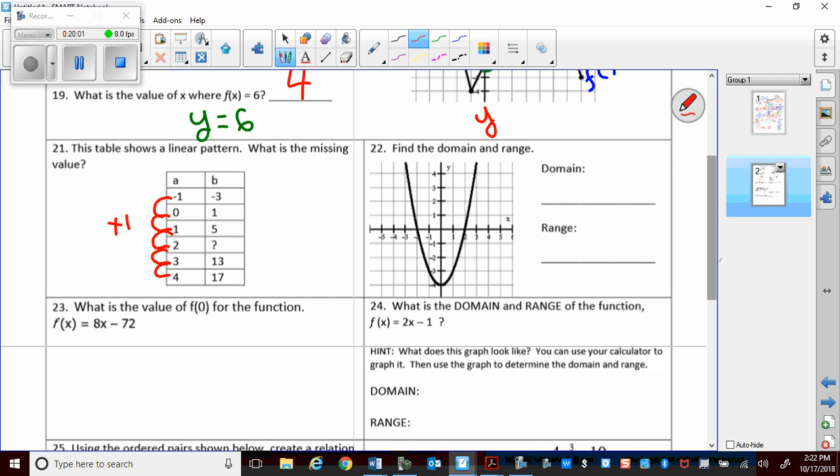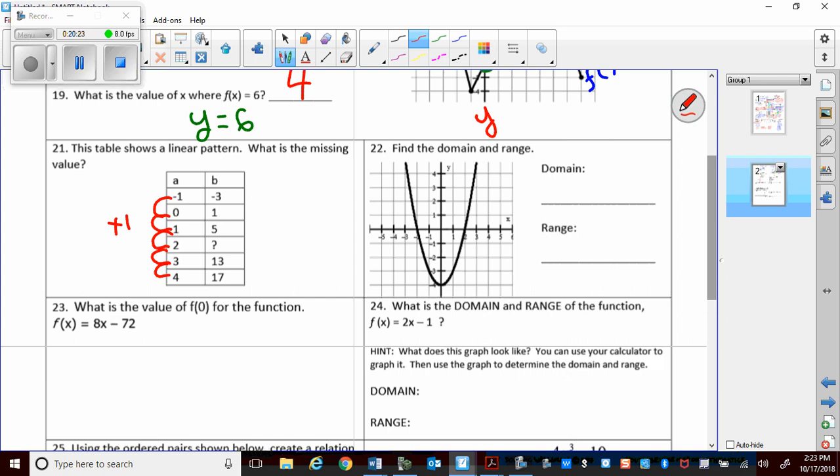Negative 1 plus 1 is 0. 1 plus 1 is 2. It produces a 2 in the B column, and so on and so forth. Actually, it doesn't produce 2, but you go to the next step by adding 1. Now, we could create an equation, literally, out of that.